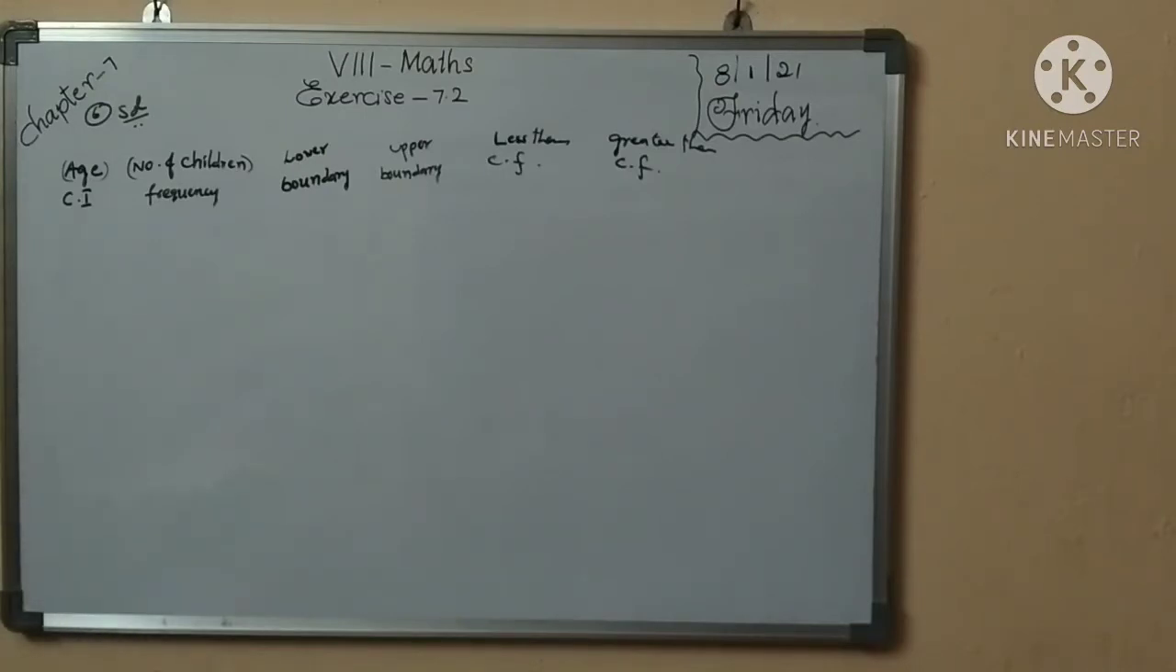Okay. So observe that here: construct the class boundaries of the following frequency distribution table. First, write the boundaries, upper boundary and lower boundary, and next less than cumulative frequency and greater than cumulative frequency. Here the table is given: ages 1 to 3, number of children 10, 4 to 6 ages, number of children 12, 7 to 9, number of children 15, 10 to 12, number of children 13, 13 to 15, number of children 9.